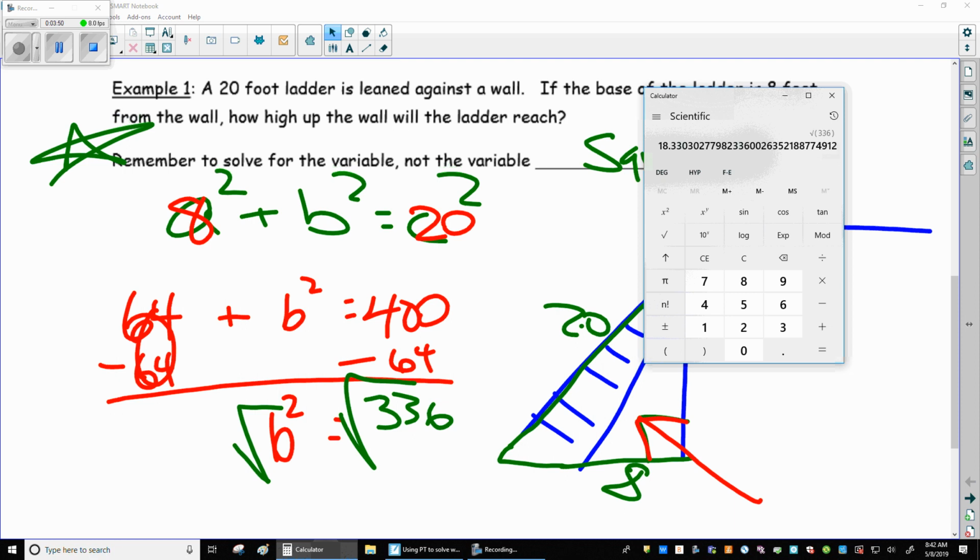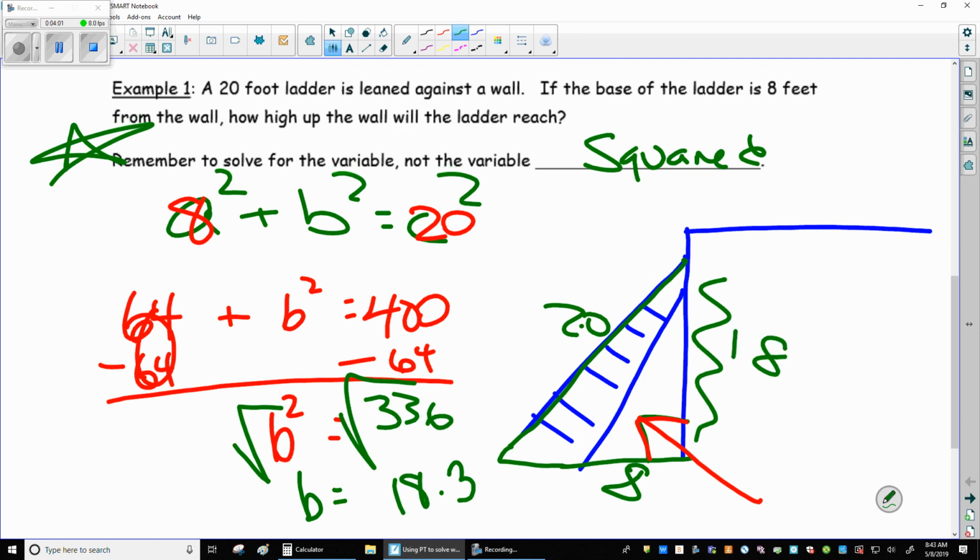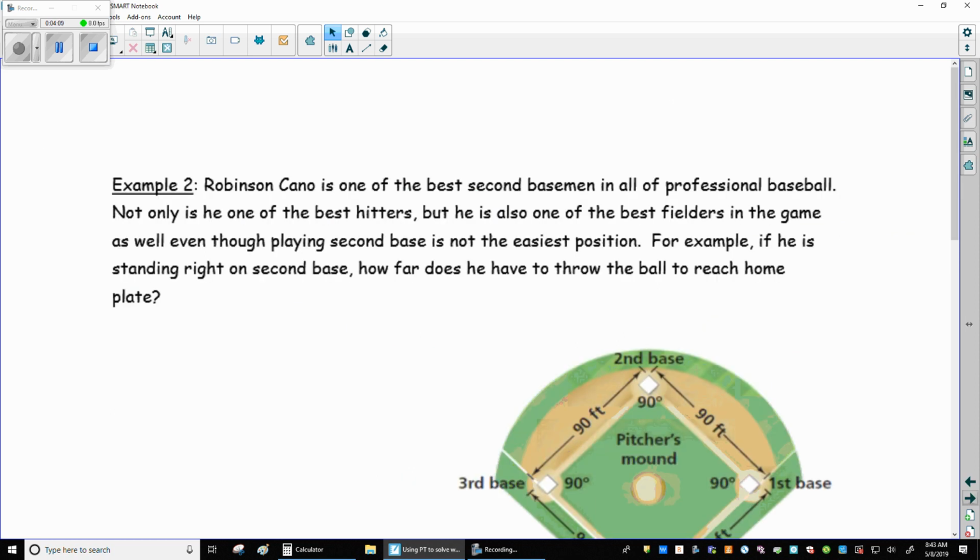I get 18.33. So B, I'm just going to say 18.3. So that's how long that side is. 18.3 up against the wall. There it is. Pretty easy. Basically what we did yesterday.